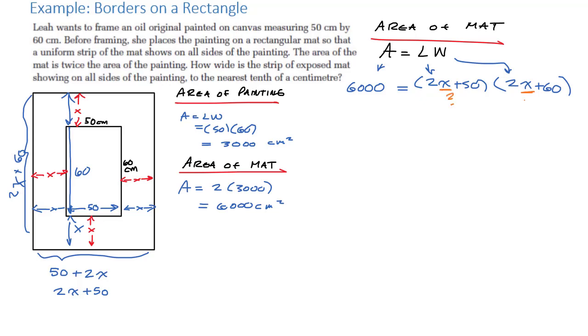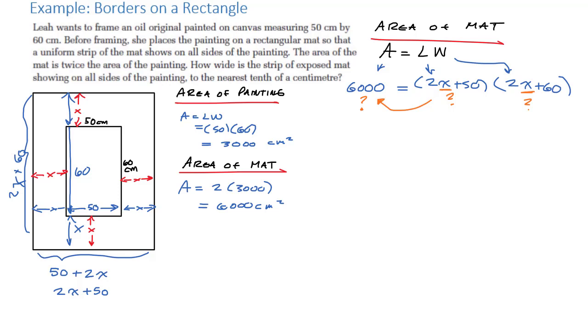What would x be? What would you put into x, when you go 2 times x plus 50 times 2 times x plus 60, that would give us 6,000. It's not a 0 over there, right? We set that equal to 0 when we're looking for the maximum. This is different. We already have a set area. The area is stuck at 6,000. So we need to figure out what x is.